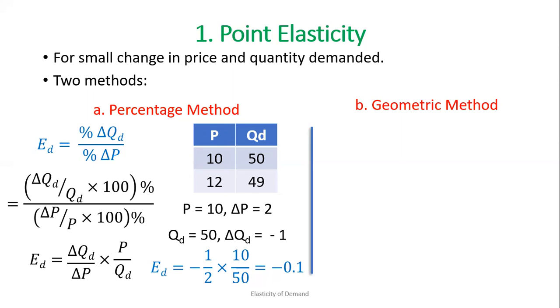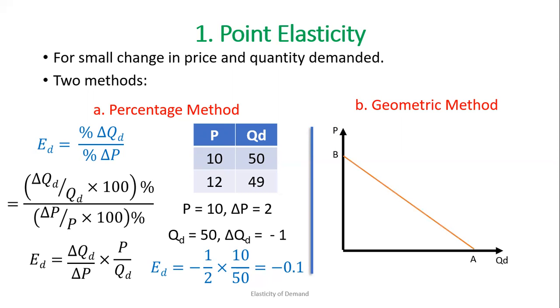Next, let's discuss the geometric method. In the geometric method, we use the demand curve to find the elasticity at a single point on the demand curve. We extend the given demand curve so that it touches both the axes and mark those points. Now we pinpoint a specific point to measure elasticity at that point. Here this is point E.